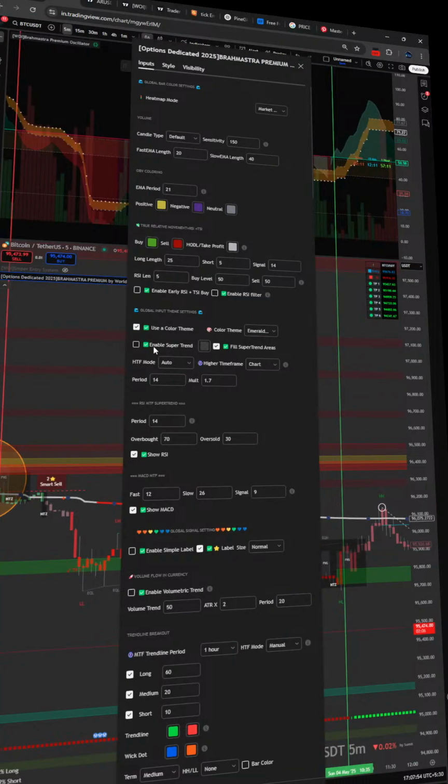Currently we are not taking any help of the oscillator. We will learn how to take help of the oscillator to avoid false signals. Currently we are explaining the main indicator, and how we can avoid false main signals.